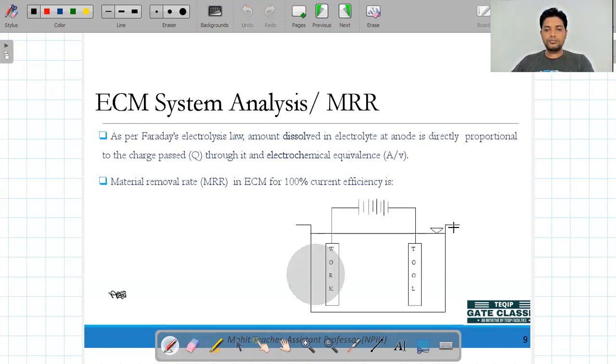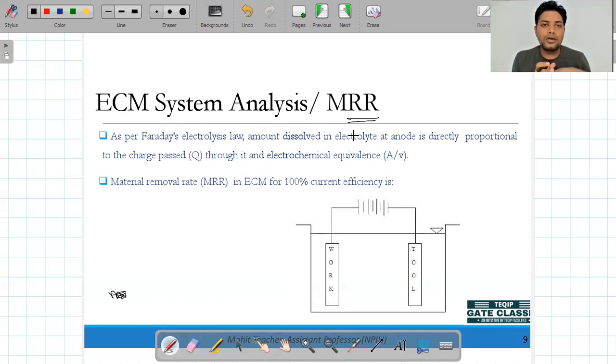Fine, okay, let's look at this, and after this we will discuss it in the next class. ECM system analysis and the material removal rate. Actually, in the GATE examination, questions are asked on the basis of material removal rate. The terminology is like that.